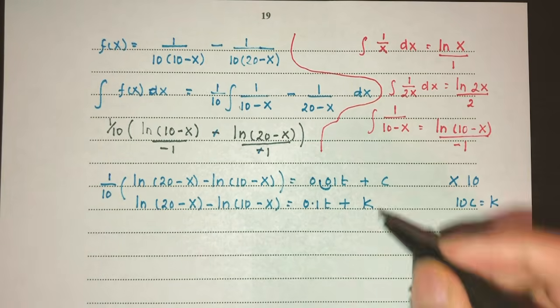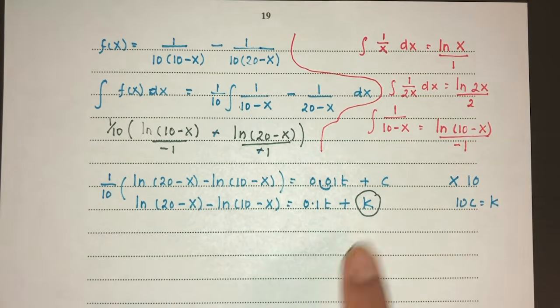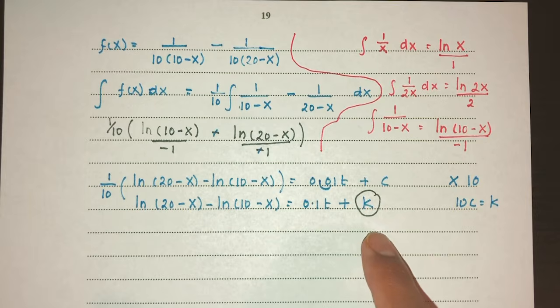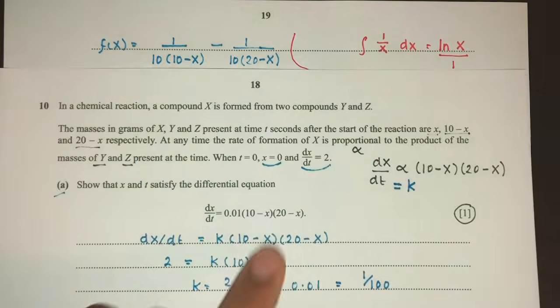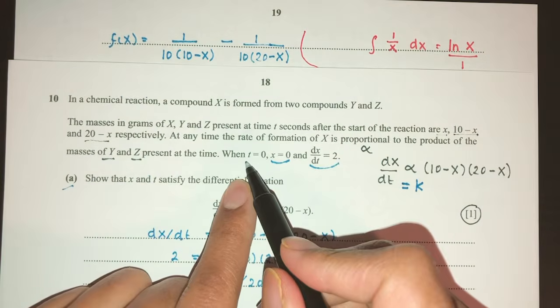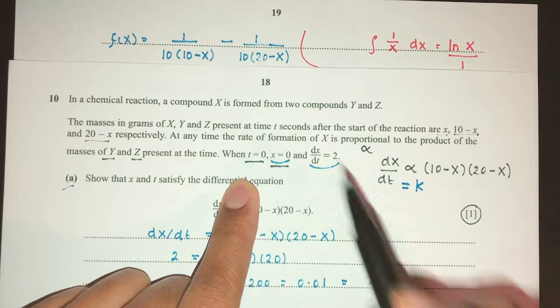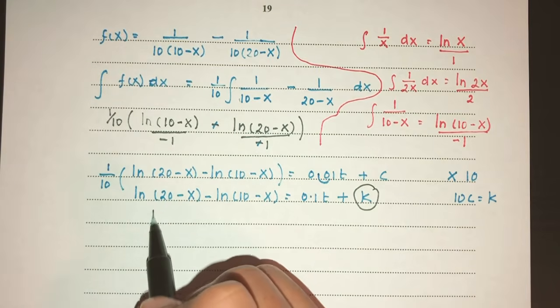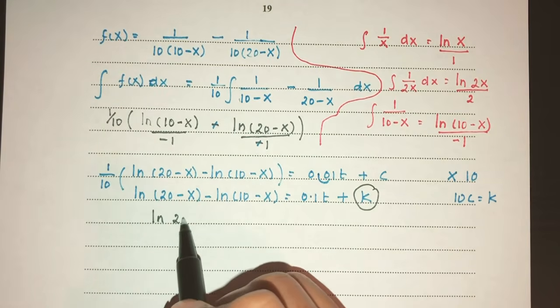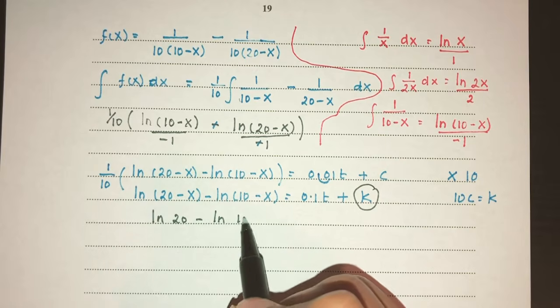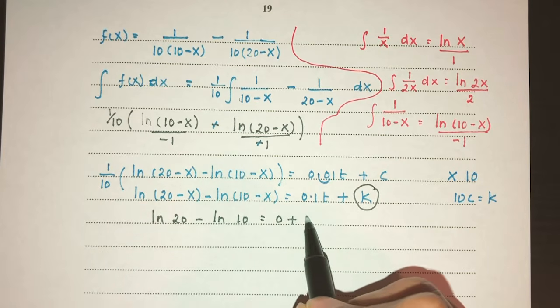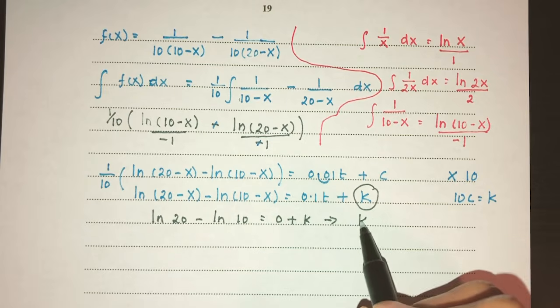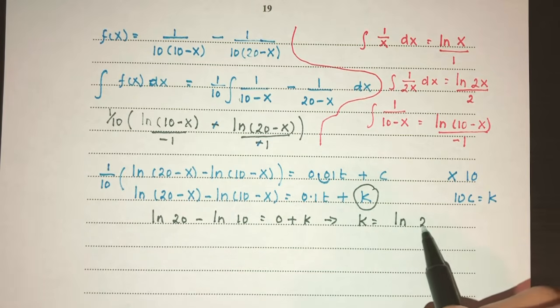So now we have to find this value of k. So how do you find this value of k? You go back to your question. In the first page, you see when t is equal to 0, x is equal to 0. So we have to use these two values to find the value of k. Observe. So x is 0, that will be ln of 20 minus ln of 10 is equal to 0 plus k. From this, k is equal to ln of 2.